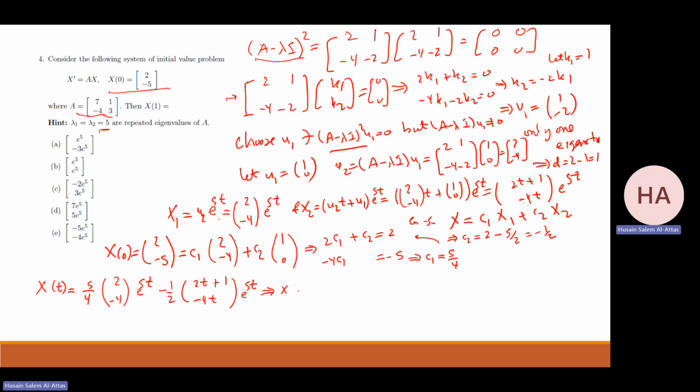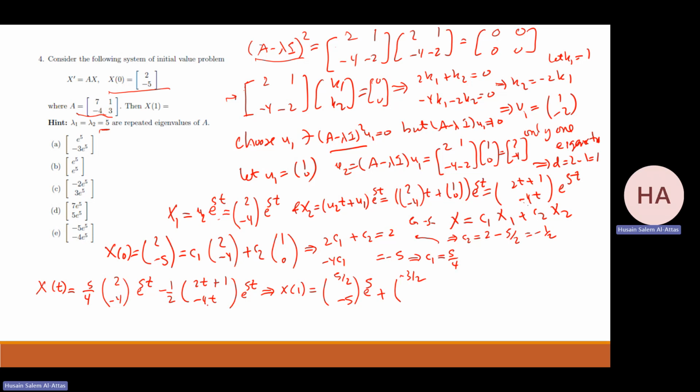Now what he wants is x at 1. That will be what? 5/2 here, minus 5 here, e to the power 5. Yeah, at t equal 1, I have what? Times minus half. That will be minus 3/2.